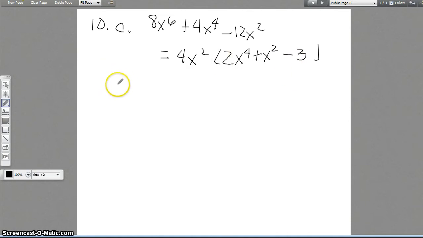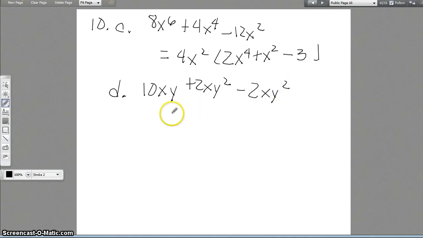Now let's look at number 10, part D. We have 10xy plus 2xy squared minus 2xy squared, and that all equals 2xy times something. So what do we multiply by 2xy to get 10xy? That would just be a 5. What do we multiply by 2xy to get 2xy squared? That would be just a y. What do we multiply by 2xy to get negative 2xy squared?